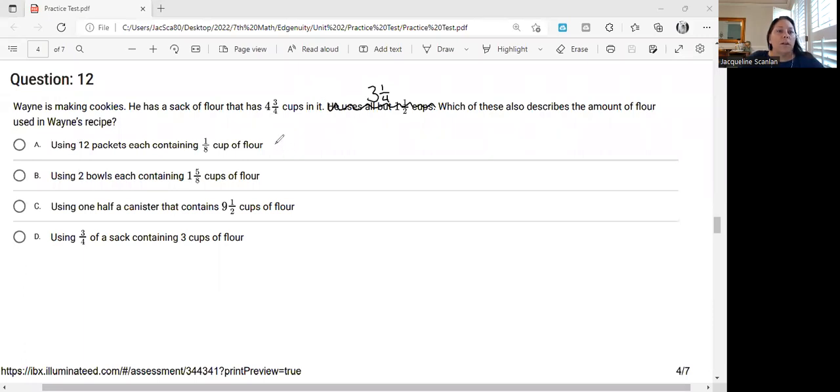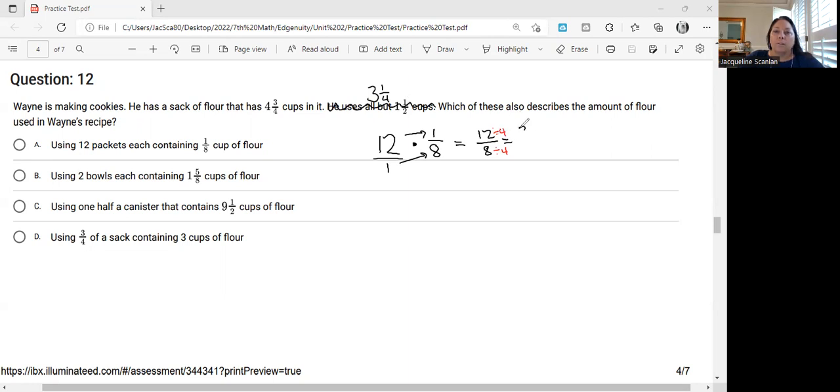Choice A says using 12 packets and each packet contains 1/8 cup of flour. So he has 12 packets and they're each 1/8 cup. Each means multiply. I can put my whole number over 1. I can multiply straight across. I get 12/8. All right, and then I can divide these both by 4. I could also just do the division of 8 goes into 12. That's fine too. All right, but I'm going to simplify.